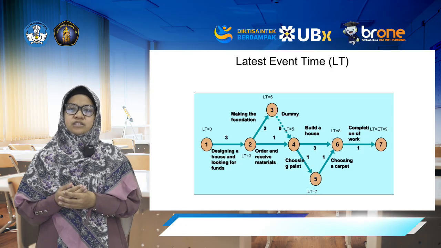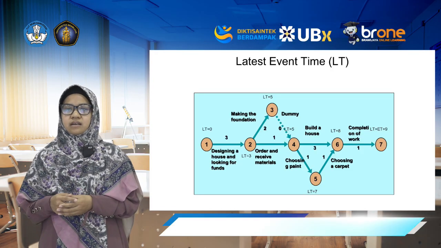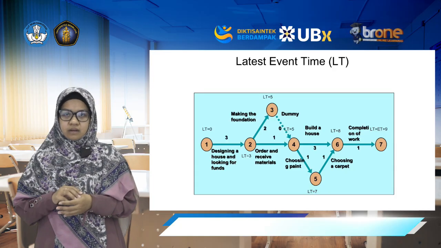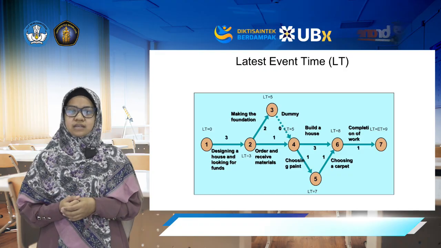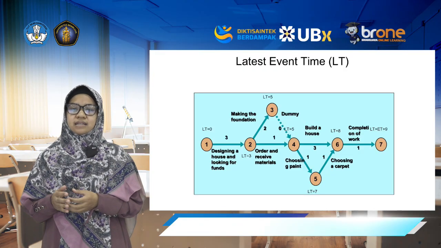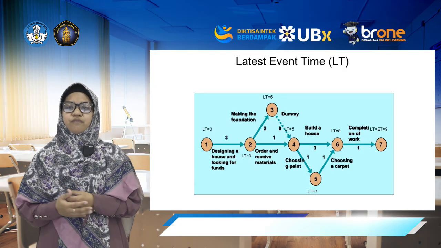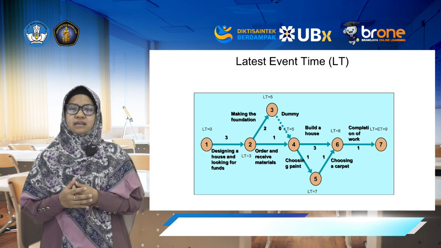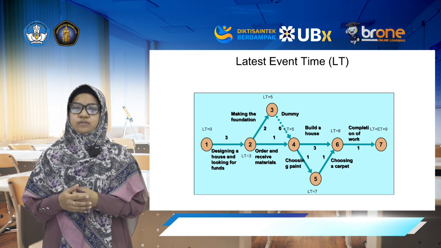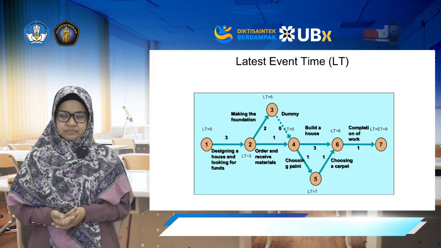Node 6 has 2 predecessors: 4 to 6 with duration 3 weeks, and 5 to 6 with 1 week. For 4 to 6, the latest start is 8 minus 3 equal to 5. For 5 to 6, the latest start is 8 minus 1 equal to 7, so LT5 is 7.